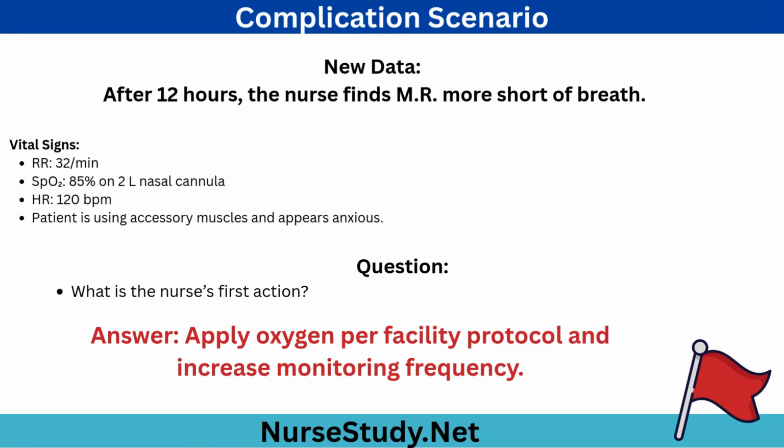Section 7. Complication scenario. New data. After 12 hours, the nurse finds MR more short of breath. Vital signs: respiratory rate 32 per minute. Oxygen saturation 85% on 2 liters nasal cannula. Heart rate 120 beats per minute. Patient is using accessory muscles and appears anxious.